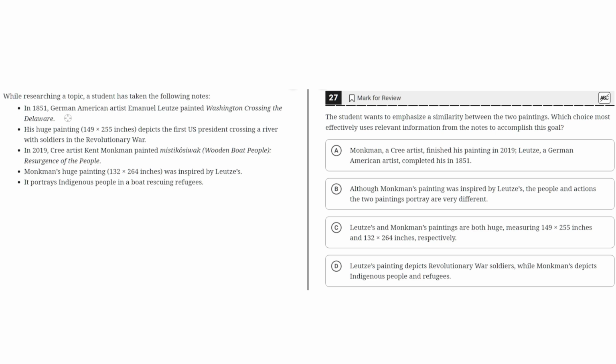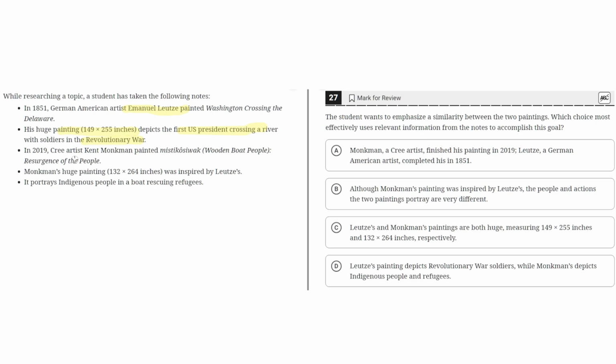In 1851, German-American artist Emanuel Lutz painted Washington Crossing the Delaware. His huge painting, 149 by 255 inches, depicts the first U.S. president crossing a river with his soldiers in the Revolutionary War.